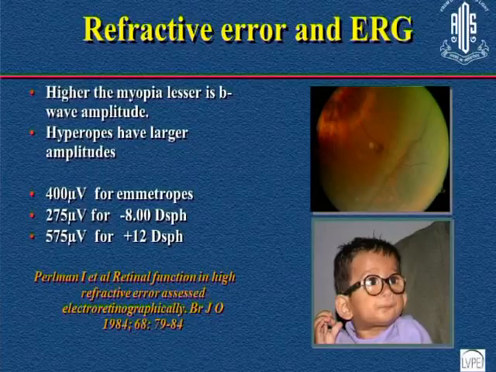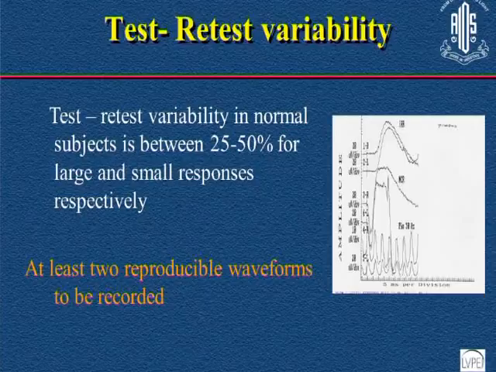Then test-retest variability. If you test the same patient again, in the evening or in the morning or at the same time, there is almost a 25 to 50% change, because it depends on how the electrodes have been put, whether in the same place. With a contact lens electrode, it may be a little less, but with fiber electrodes, it's very unusual to put the electrode exactly at the same place where it was put 2 hours back, so you can have variability. That is why ISCEV requires that at least 2 reproducible waveforms should be there, so that you are sure that yes, this is the response and it's not noise or test-retest variability. Anything beyond 25 to 30% you take as pathological, but within that range it can be test-retest variability.